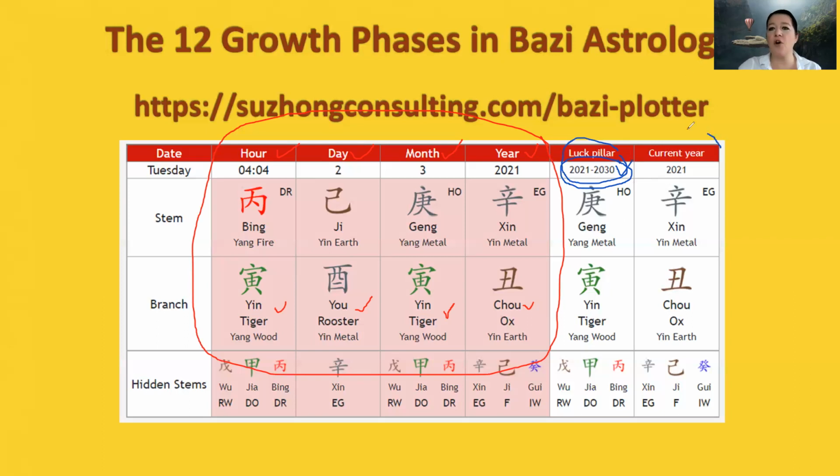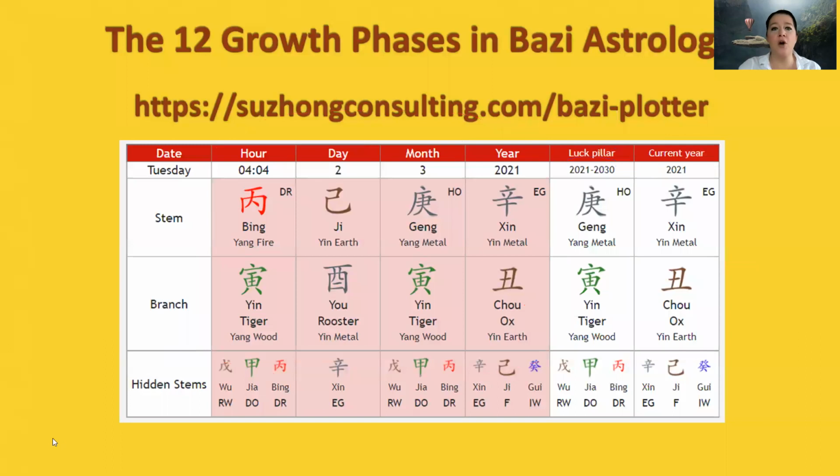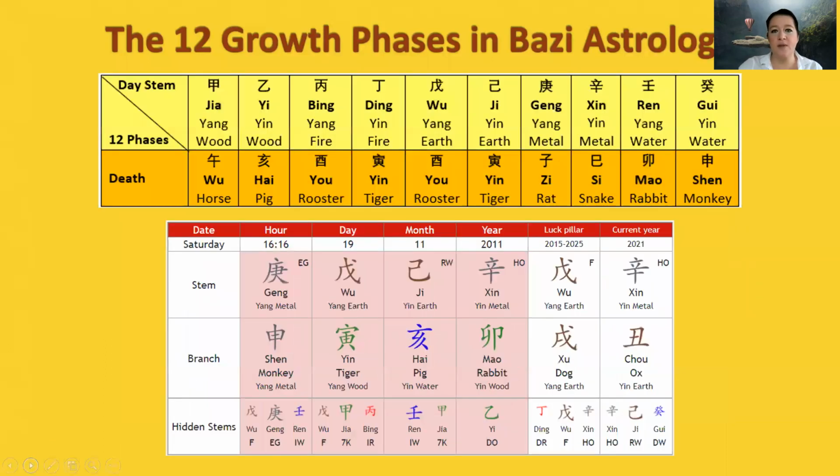And then we have the current year here, 2021. Now, this will be the same for everyone because we're all going through the same year, and this year is the year of the metal ox. All right, so once you have plotted this, whether or not you've got the hour pillar, then we determine whether or not you do have a death phase in your natal chart.